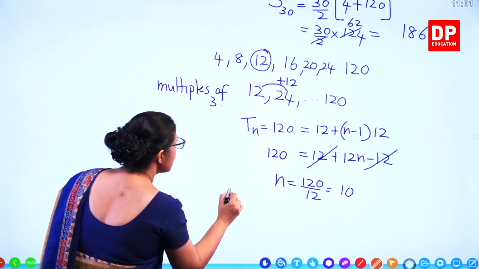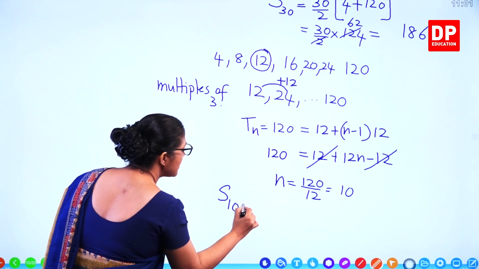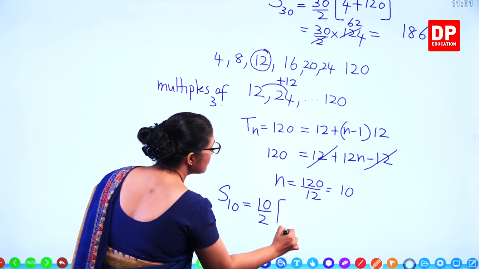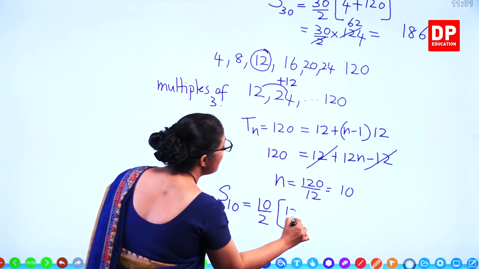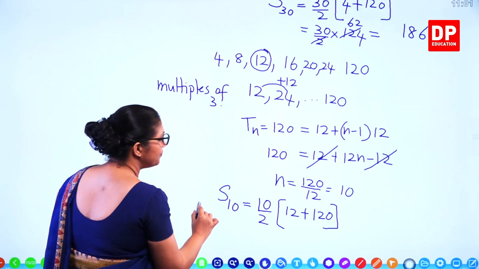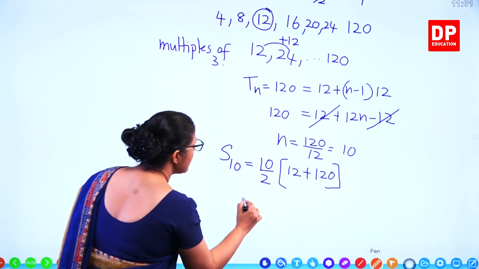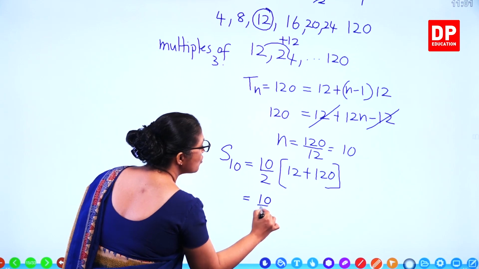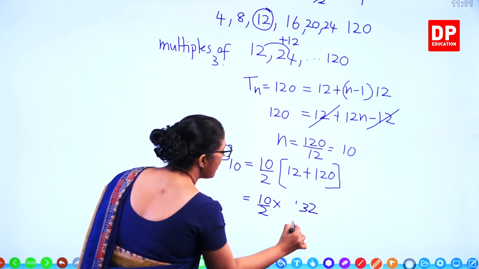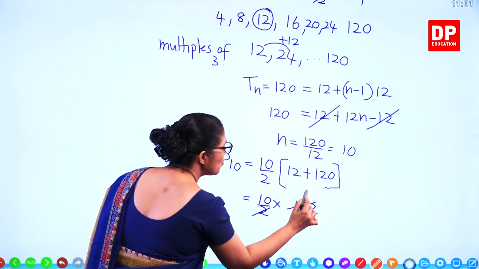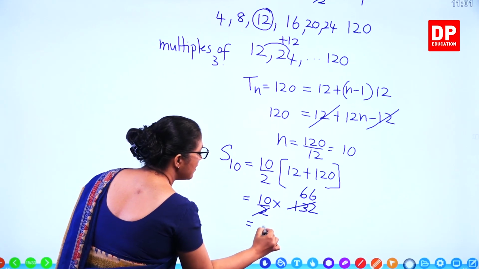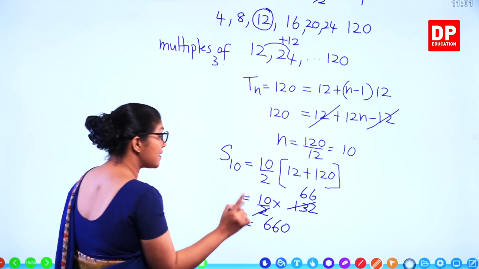So what's the sum of those 10 terms? 10 divided by 2, the first term is 12, the last term is 120. So you get 10 over 2 into 132, divided by 2 is 66, and the total is 660.